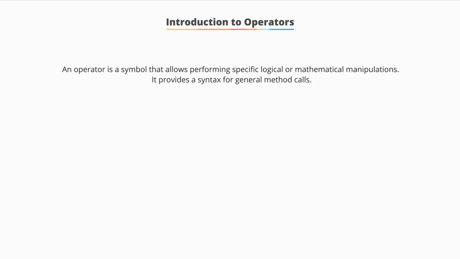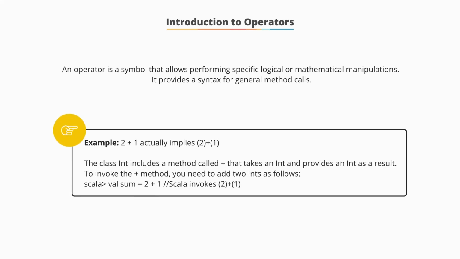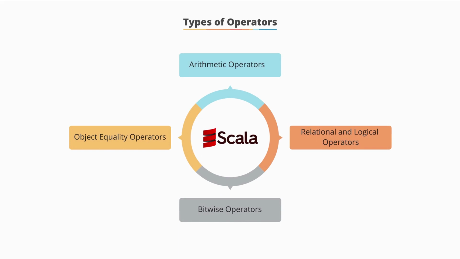Introduction to operators. An operator is a symbol that conveys to the compiler that it needs to perform specific logical or mathematical manipulations. Actually, these operators provide a nice syntax for general method calls. For instance, consider the example on the screen. In this example, the class Int includes a method called plus that takes an Int and provides an Int as a result. To invoke the plus method, you need to add two ints as depicted in the example. Scala provides a rich set of built-in operators.